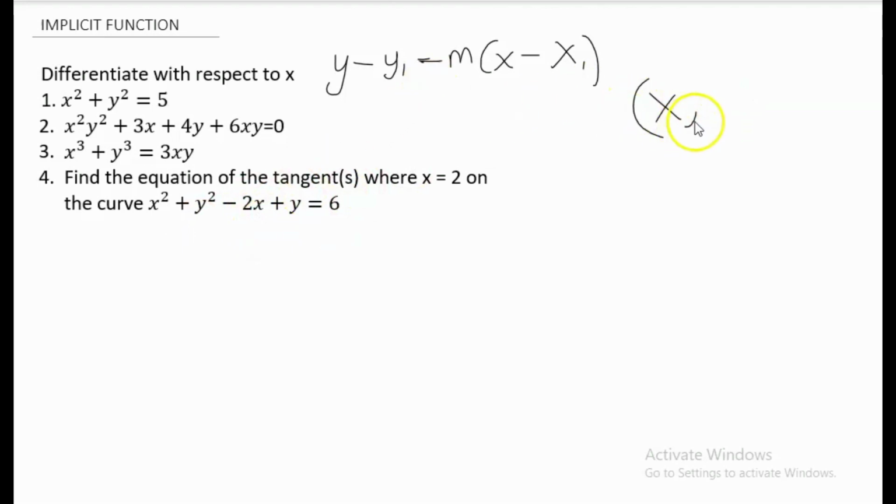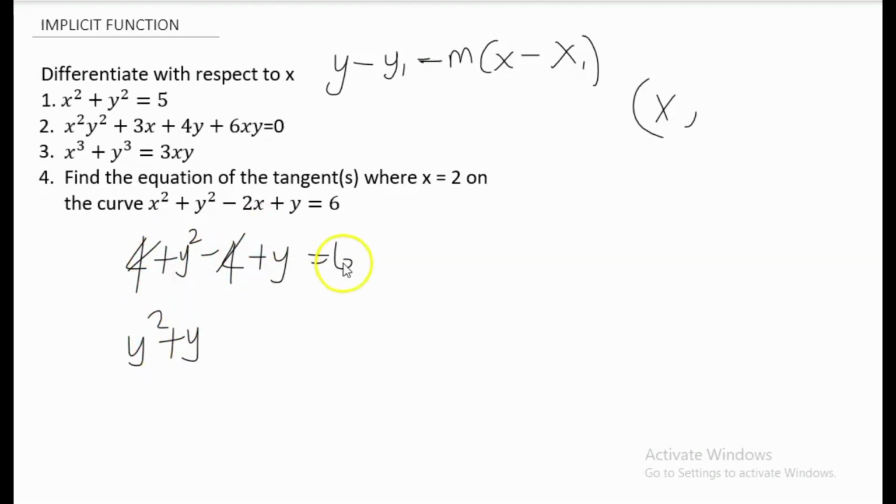So what we're going to do is plug in our value for x, which is 2, into this. Okay, and then we get the value of y. So we've plugged 2 into this, that will be 4 plus y squared minus 2 times 2, that's 4, plus y equals to 6. So 4 minus 4, they'd cancel out. So we have y squared plus y, take this to the other side, minus 6 equal to 0.